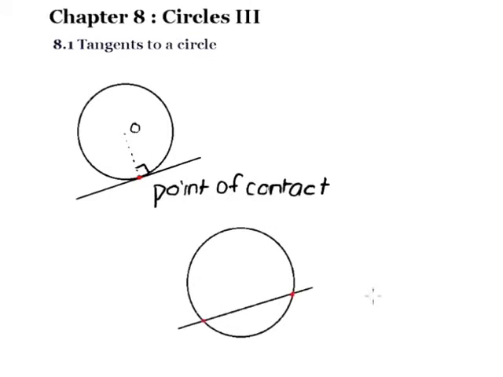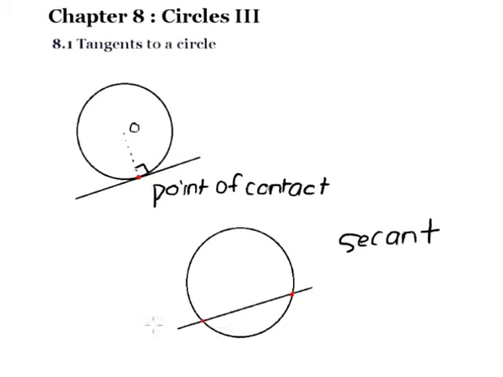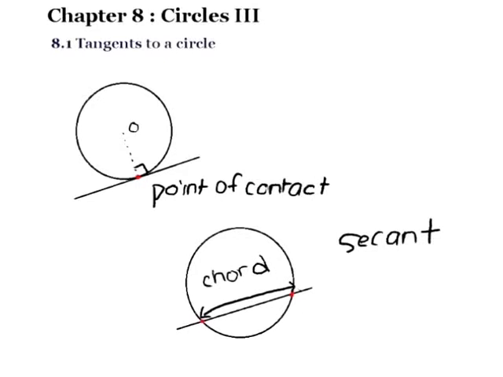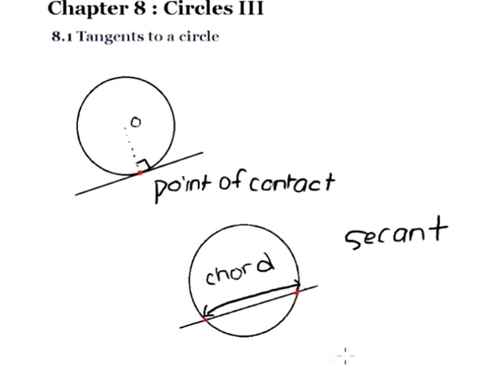However, here is something that you should pay attention to, that is a secant. This is something entirely different from a tangent. A secant is a straight line that cuts a circle at two distinct points. And the length within it, this area, we will call a chord. Be very careful to distinguish between chord, secant, and tangent.